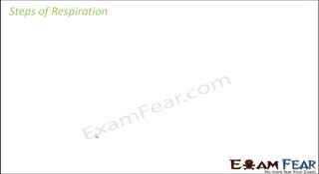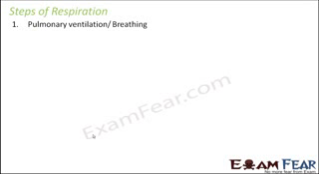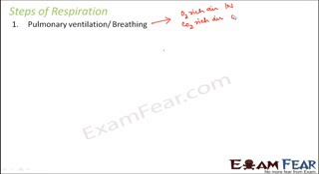Now that we have understood the overall parts of the respiratory system, let us look at the steps of respiration. The first step would be pulmonary ventilation or breathing. Breathing would involve only the taking in of oxygen and giving out of carbon dioxide. So in breathing, oxygen-rich air will be taken in, and carbon dioxide rich air will be breathed out. That is the process of breathing, which is also known as pulmonary ventilation.